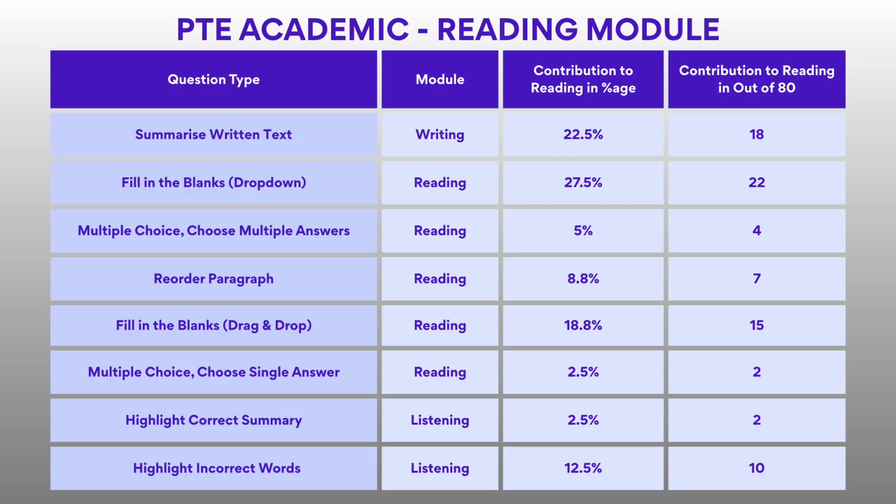In the listening module, there are 2 question types. You can see the listening highlight correct summary will contribute towards your reading module, and that's 2.5% or 2 points. And highlight incorrect words also will contribute quite significantly in your reading module, which is 12.5% or 10 points.